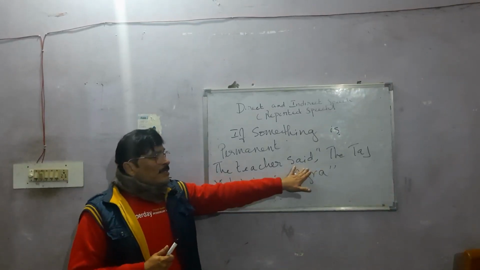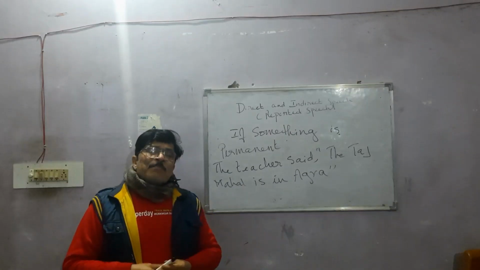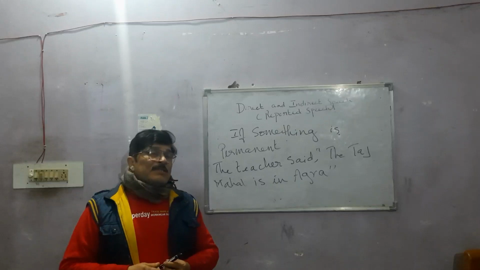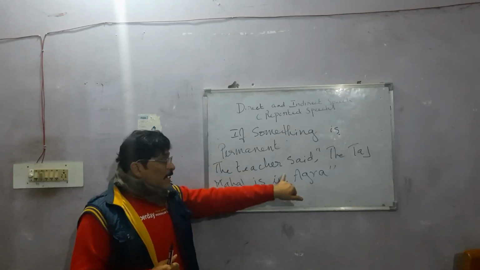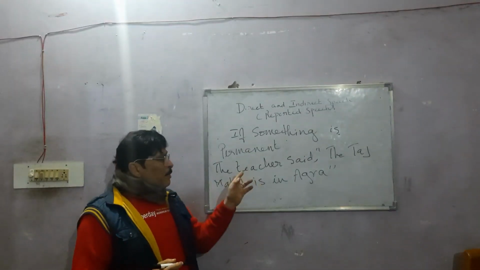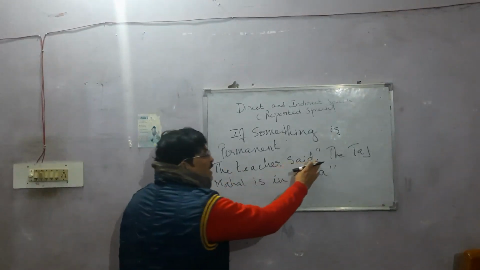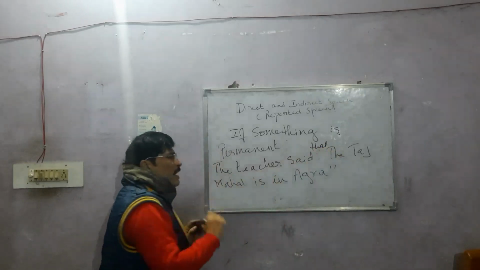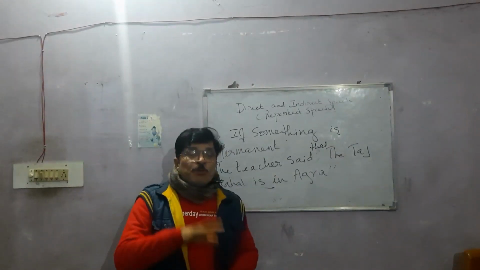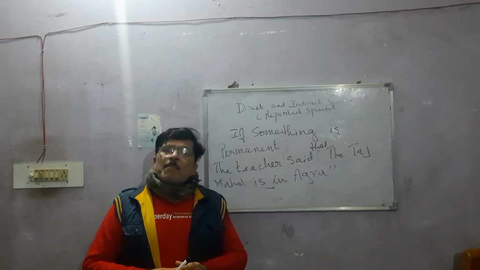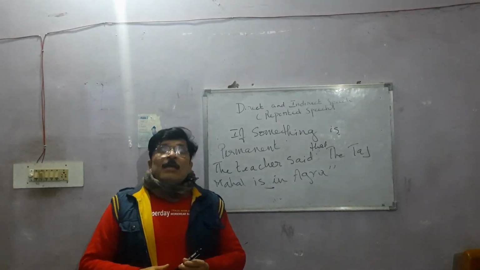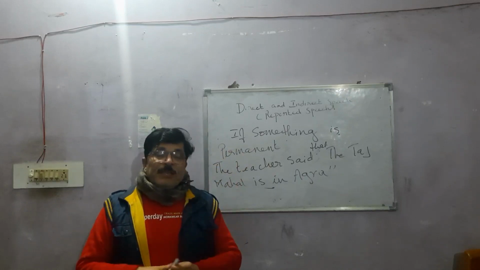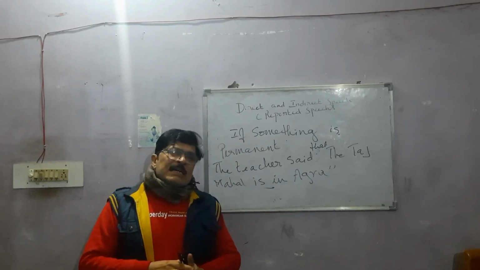So when you know that the sentence is stating something that is permanent, then you must not change the tense of the reporting verb. So simply you would say, the teacher said that the Taj Mahal is in Agra. So these four things you should keep in mind. Once again, I'll repeat it. The tense of the reporting verb will not change under four circumstances.